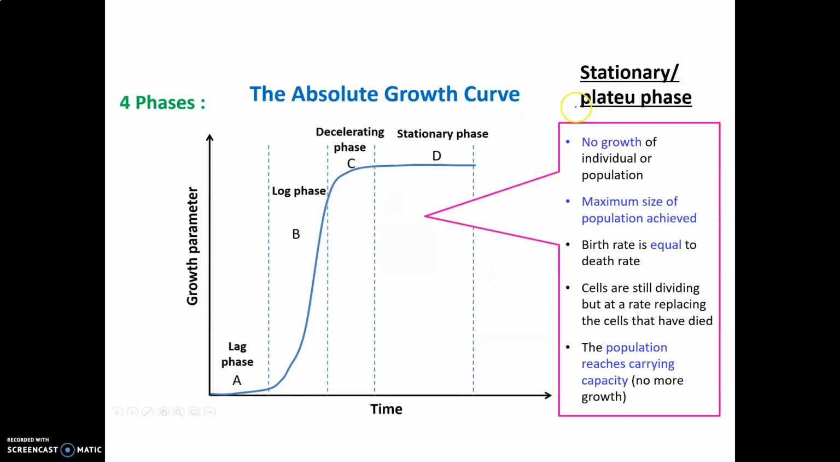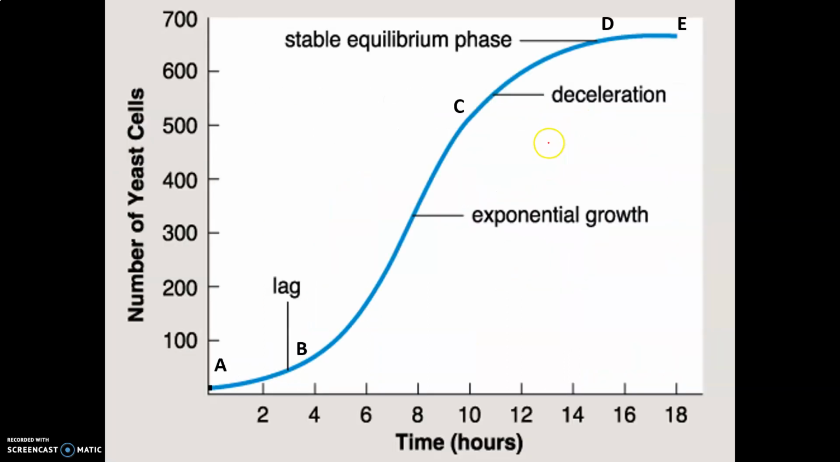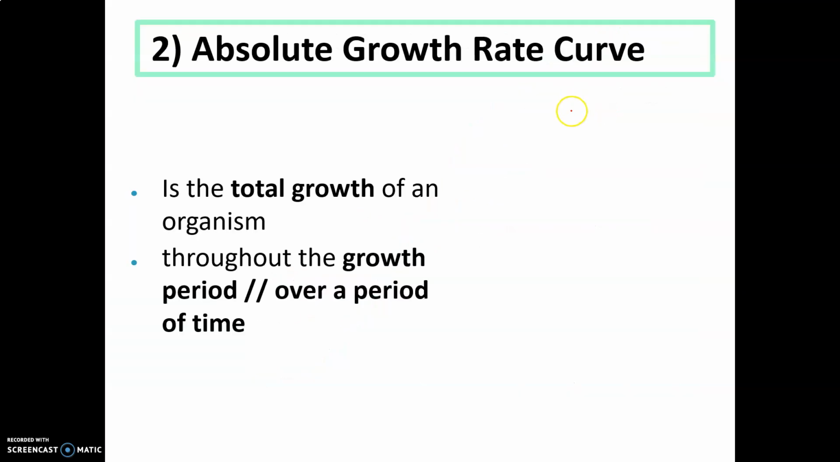This is the absolute growth curve. These are the phases of the absolute growth curve. Ada 4, dan make sure you are able to explain what is happening dekat lag, dekat exponential, dekat decelerating and dekat stationary phase. You should be able to explain that.